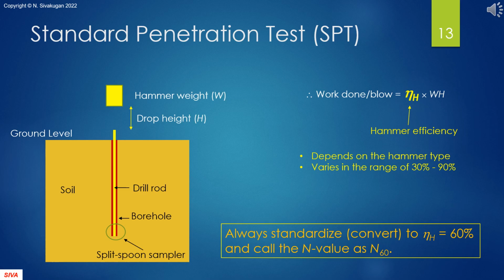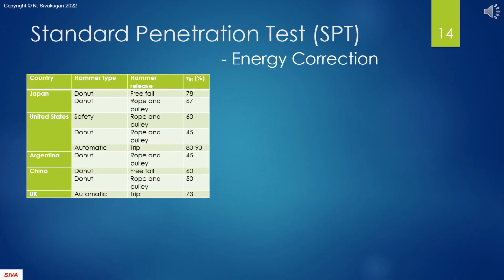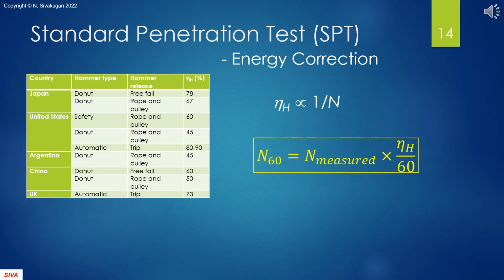What we do is, we convert the N values from all SPT setups to 60% efficiency and call this value N60. From now on, we will only use N60 in all our work. Hammer efficiency is inversely proportional to the blow count. Higher the efficiency, lower is the blow count. Therefore, just multiply the measured N by the hammer efficiency divided by 60 to get the N60.